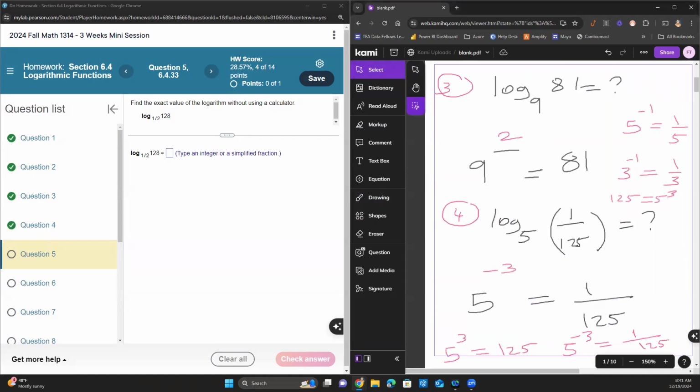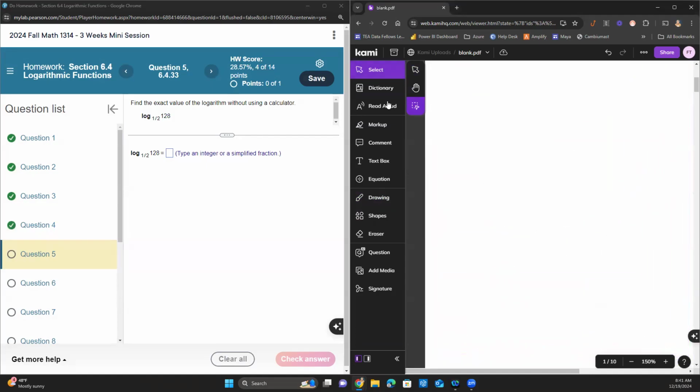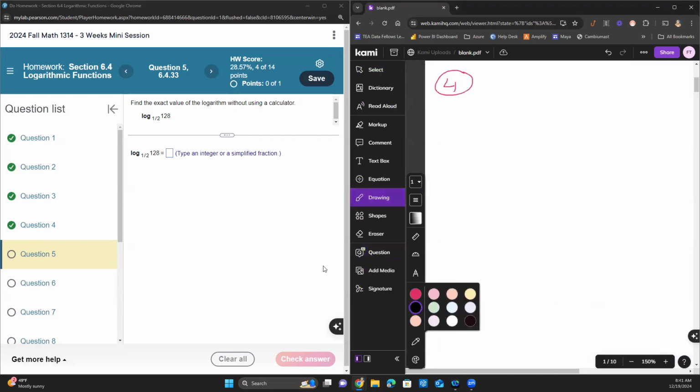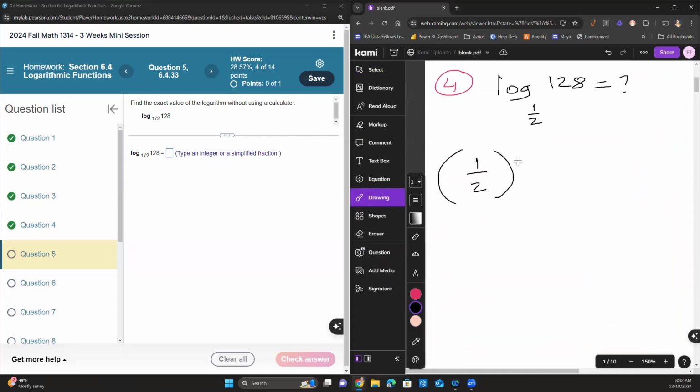For the next question, we got this one. It is log, and the base number is a fraction now. So the base number is 1 over 2, and we want to raise 1 over 2 to a certain power, and it will become 128. I want to raise it to a special number so that it gives me 128. That's what the question is.